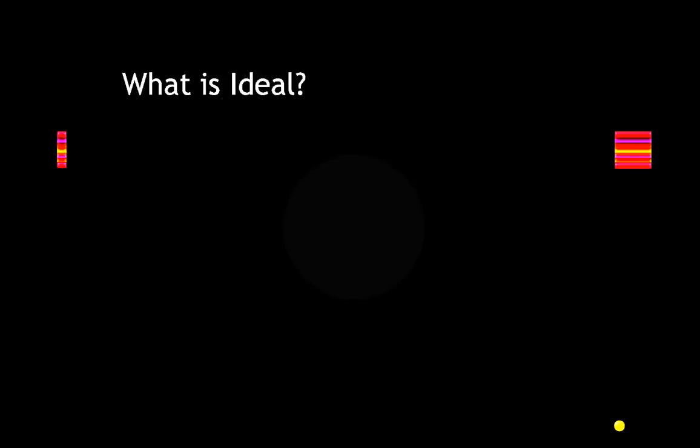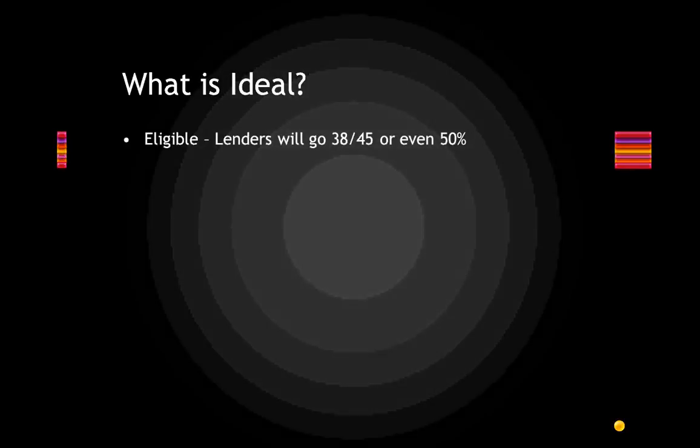So then the next obvious question is, well, what should it be? What's ideal and where can it go? So we always talk about the world of eligibility versus the world of suitability. What that means is lenders were going to lend you up to 38 or 45% on the front end, and maybe even 50% of your overall expenses could go toward your housing on some programs.